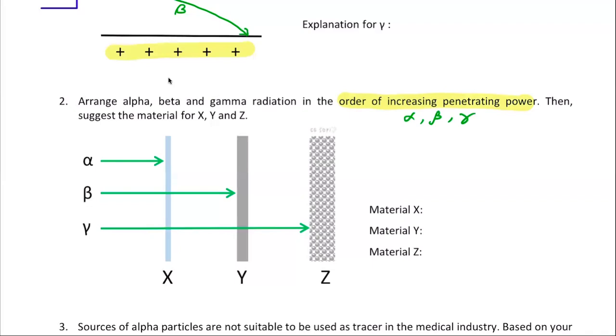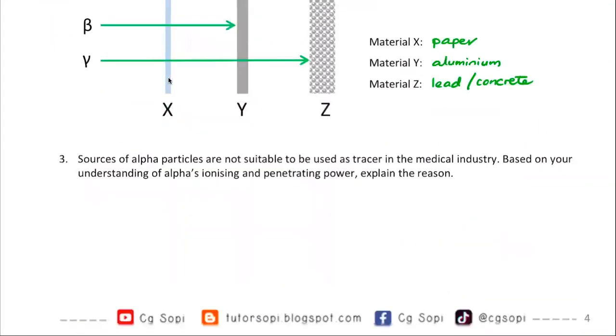Now identify what is X, what is Y, and what is Z. What is the material of X? Paper. This one is paper. And Y? Aluminium. And Z should be lead or concrete, right? Yes, thick lead or concrete. Right, correct. Okay, next.